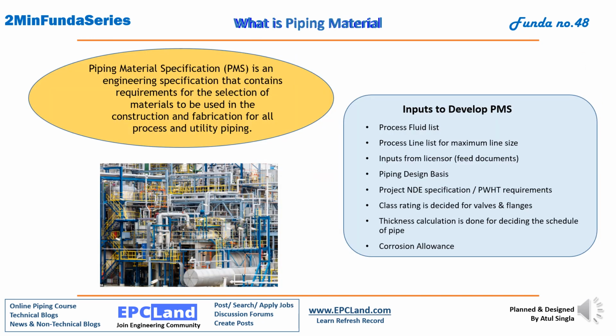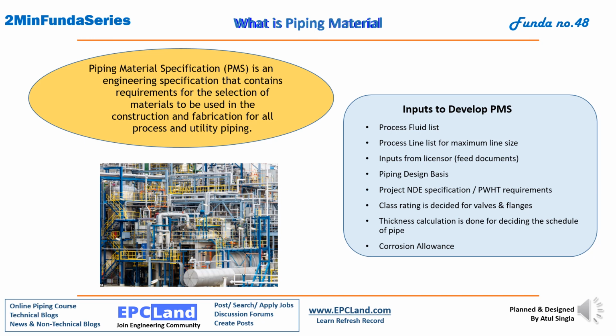Then comes piping material. PMS, piping material specification, is the basic document which is used throughout the life cycle of the project to select the material which we are going to use in construction and fabrication of all process and utility piping. To develop PMS, the following documents are required: process fluid list, which will be given by the process team, then process line list for maximum line size, inputs from licensor. These are the feed documents which you receive at the starting of the project.